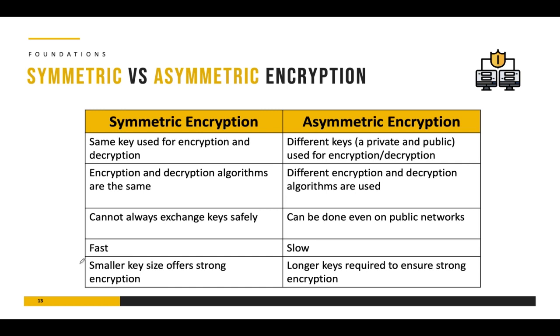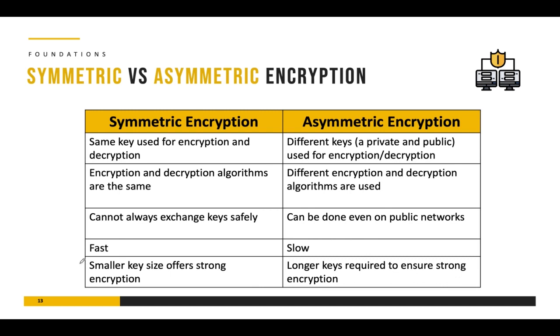A major problem with symmetric encryption is that it is not always possible to exchange keys safely, because to start the encryption process, the two ends need to have the same key, and there is no way to exchange these keys without incurring some sort of risk. In contrast, asymmetric encryption can be done on public networks. In fact, it is designed for communication over public networks. One advantage of symmetric encryption is that it's very fast, whereas asymmetric encryption is a bit slow. One of the reasons is that it's using different encryption and decryption techniques.